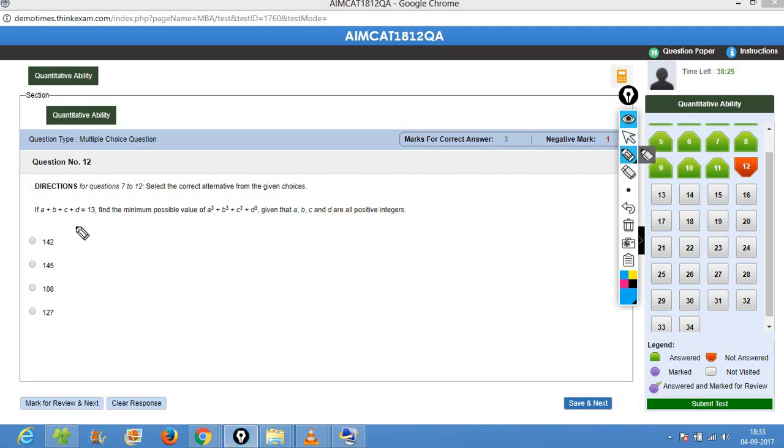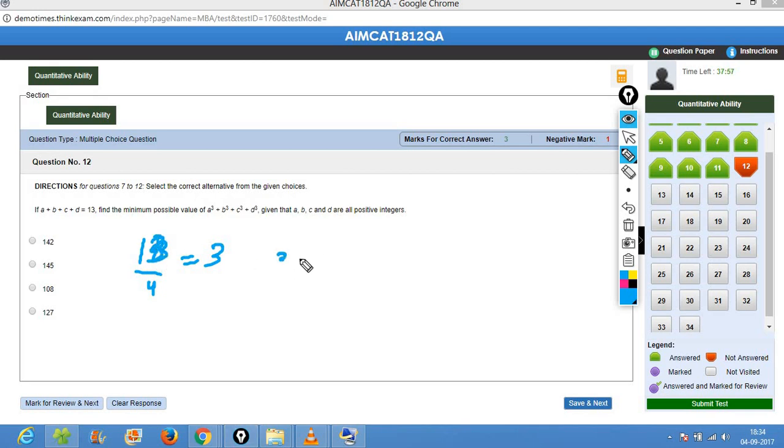A plus B plus C plus D is equal to 13. Find the minimum possible value of A cube plus B cube plus C cube plus D cube if A, B, C, D are positive integers. Okay, positive integers, that means I have to take this value and minimize this part. So the numbers have to be close to each other. 13 by 4 is 3 point something.